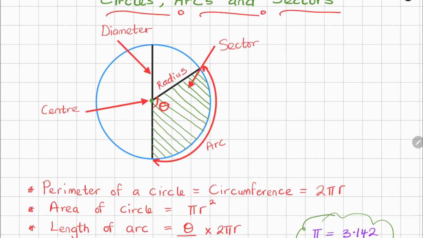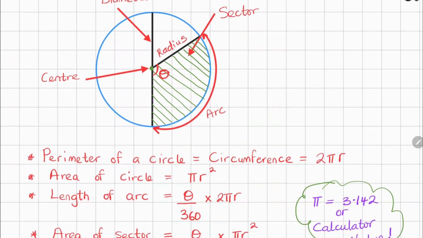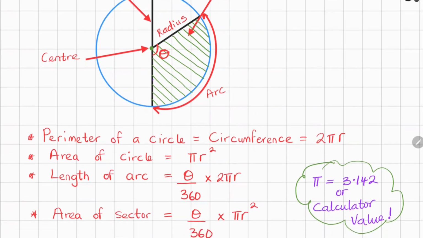All right, now the length of an arc, remember I said earlier that your arc is just a portion of the circumference of the circle, and it's the theta that determines what portion it is. So length of arc will be theta over 360 times 2 pi r. Okay, while the area of a sector is going to be theta over 360, again, because the sector is created by those two radii and an arc there. So it's going to be theta over 360 times pi r squared.